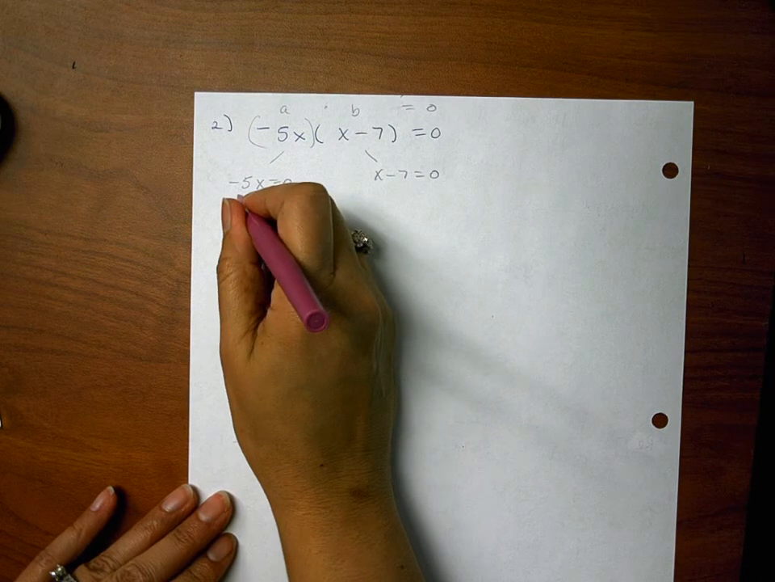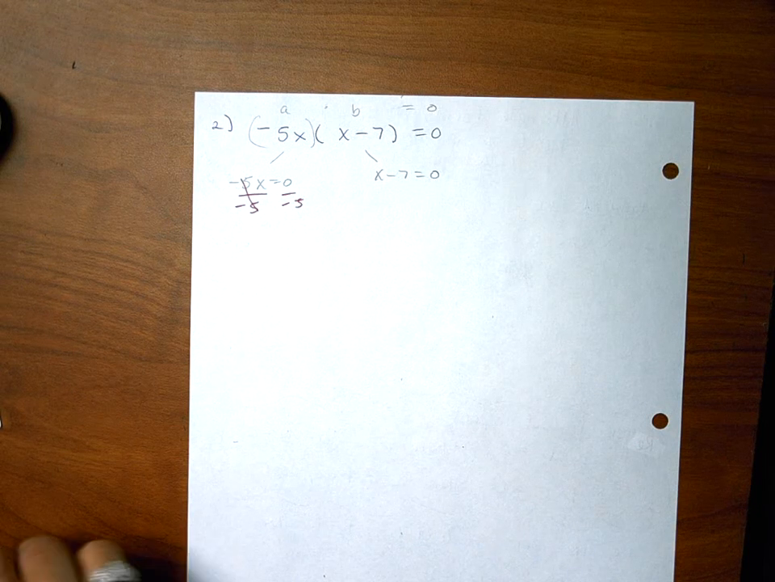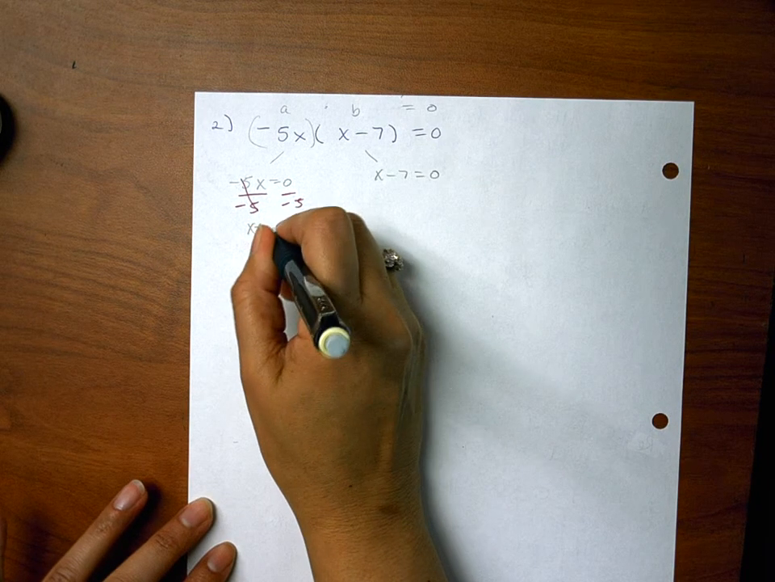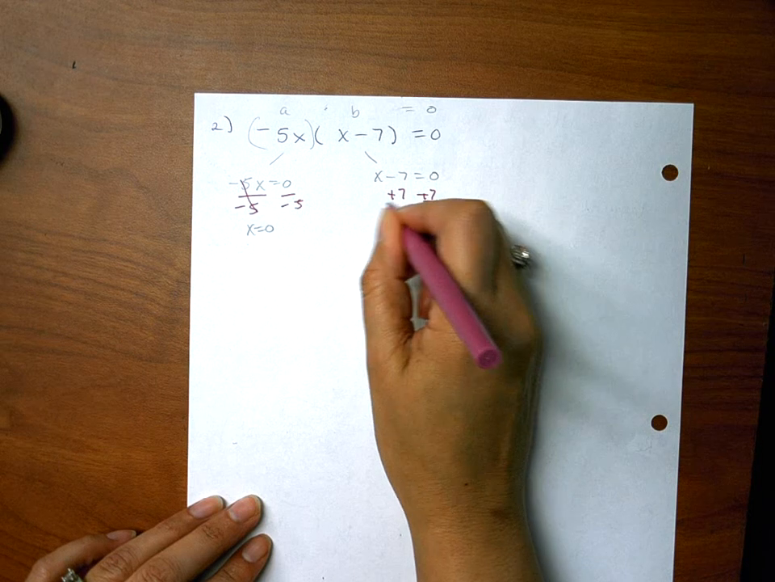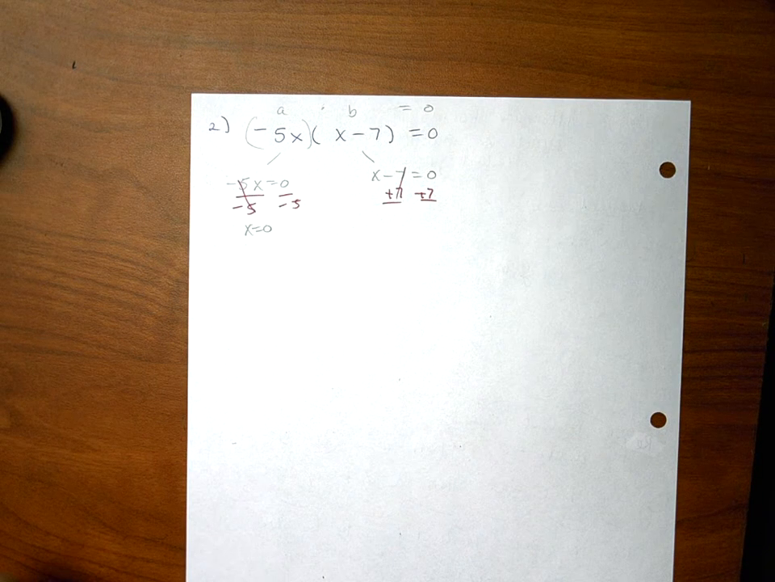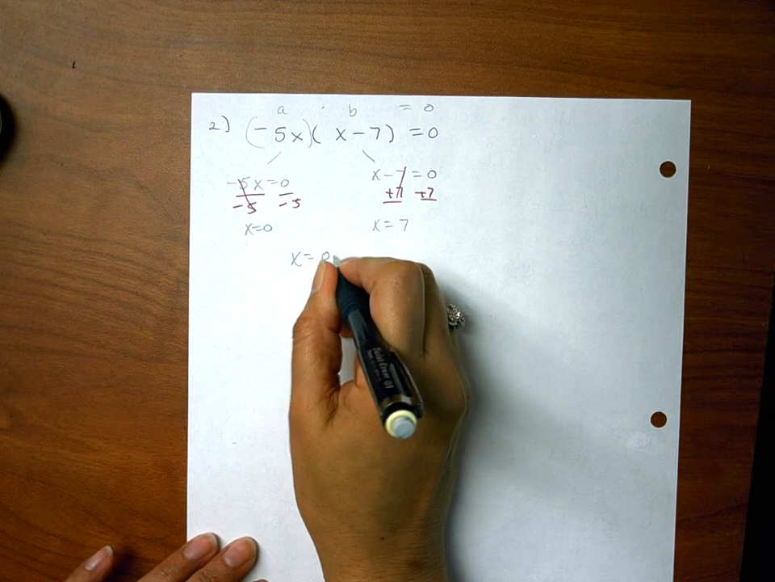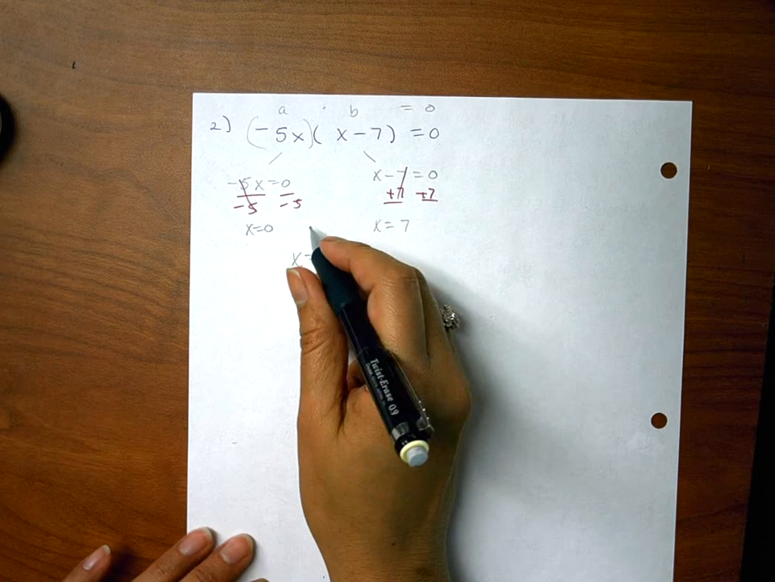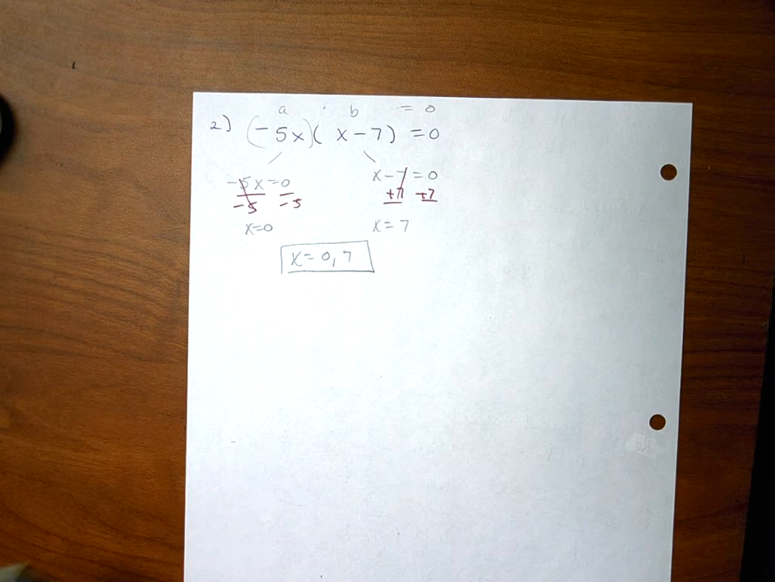Divide by negative 5. Divide by negative 5. Gone. X equals 0. Here we add 7 to both sides. 0 plus 7 is 7. X equals 7. X equals 0, comma 7. Do not put parentheses. It is not an ordered pair.